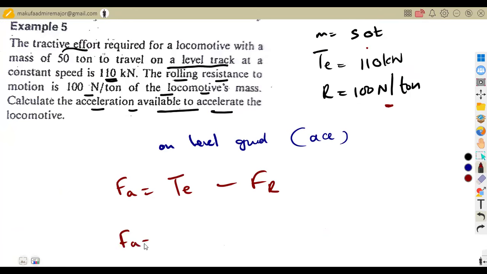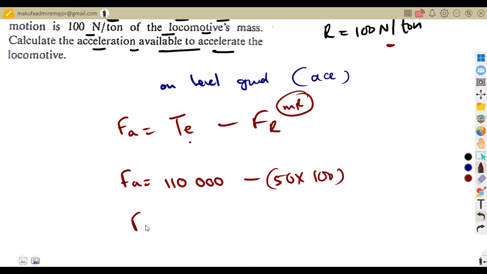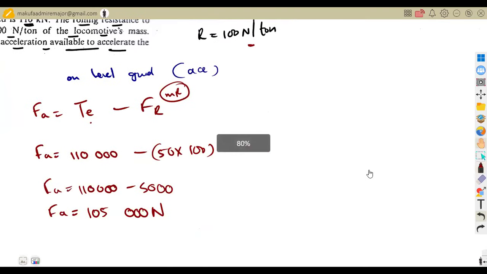So we're just going to calculate FA is equal to TE, which is 110,000, minus FR. We said FR is mass times resistance, which is 50 times the resistance of 100 newton per ton. So this is going to give us the accelerating force that we need to use to calculate the acceleration. So that's our FA, which is going to be 105,000 newton.